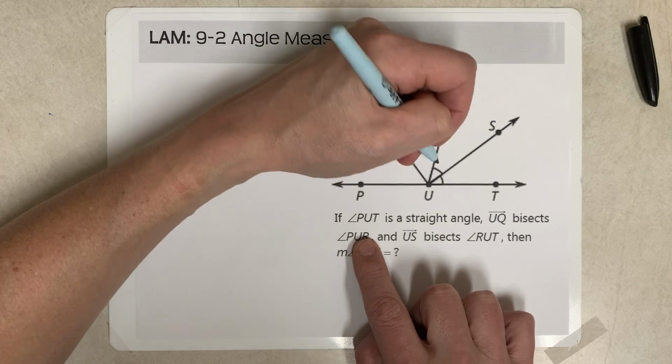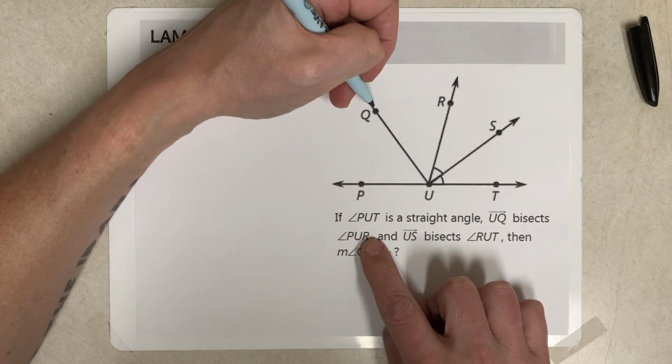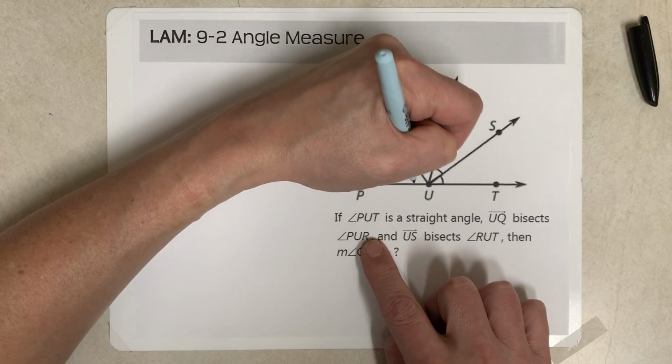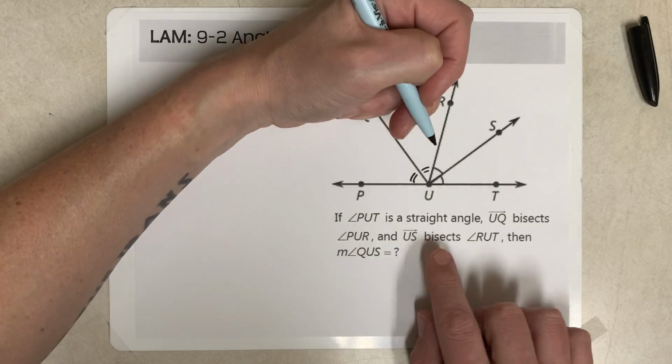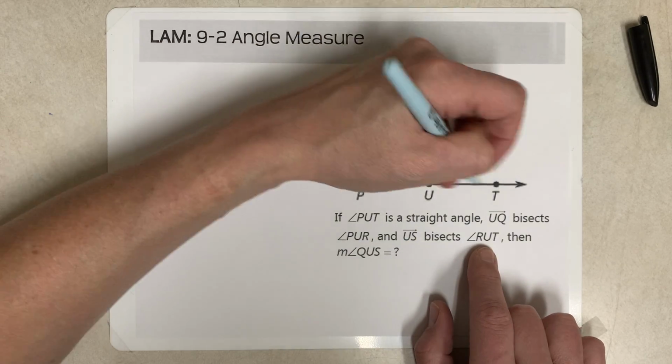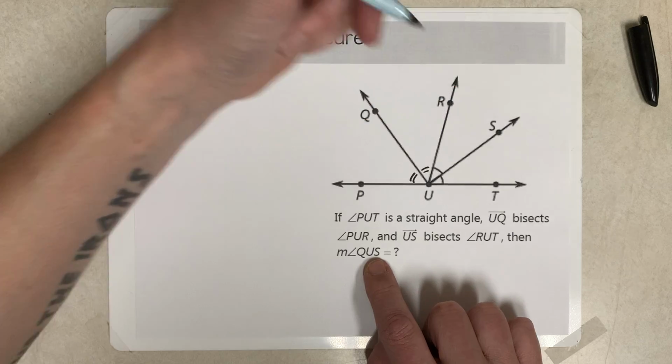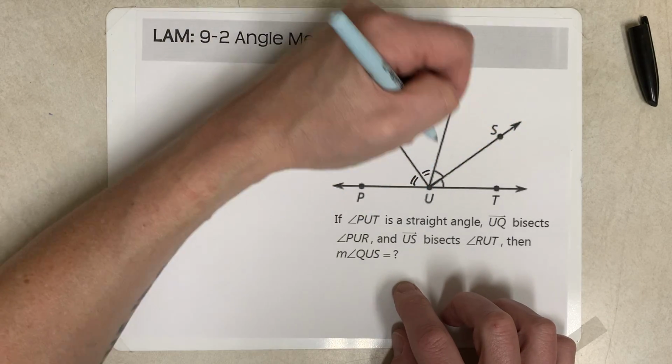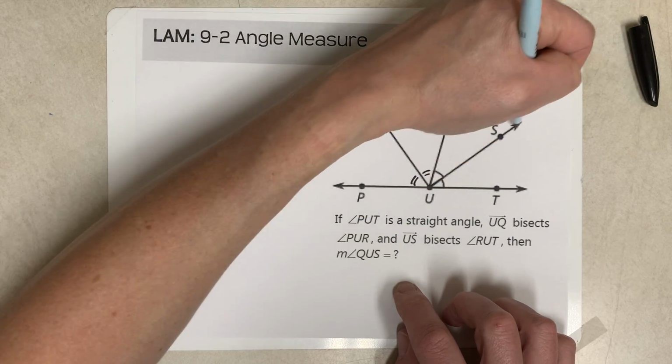All right, this one says PUT is a straight angle, this whole thing, and UQ bisects PUR, which means these two are congruent. UQ bisects PUR, so this one's congruent to this one. And US bisects RUT, so those are congruent. Then what's QUS? This one. So we want to know what this measure is right here.